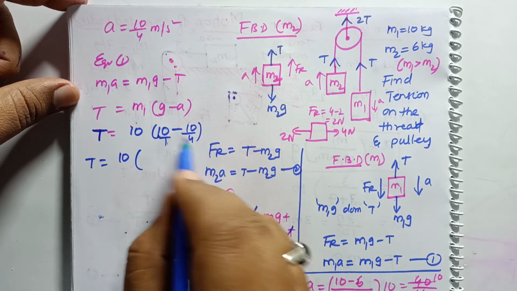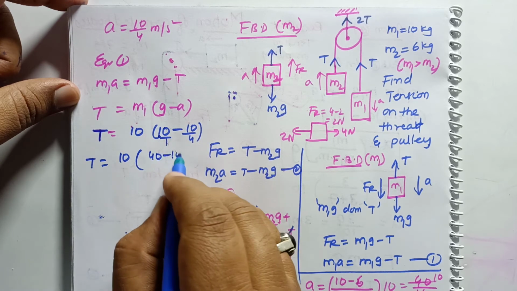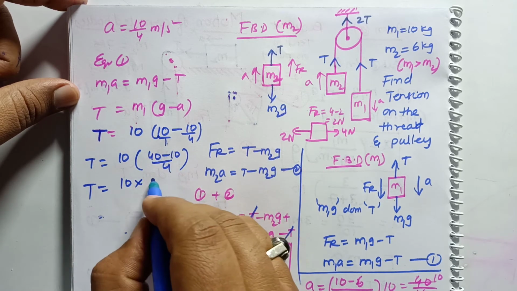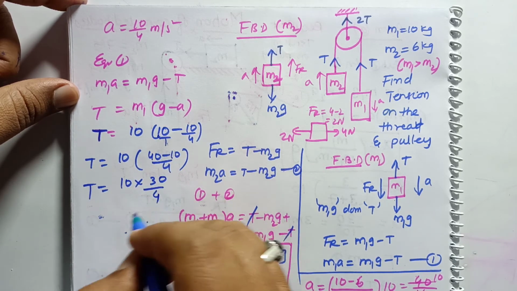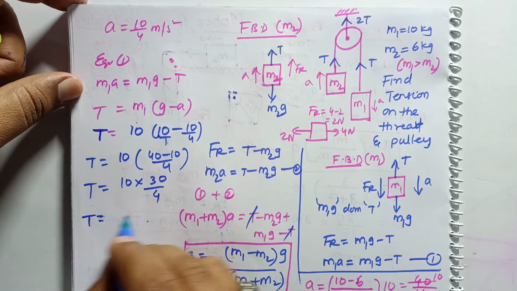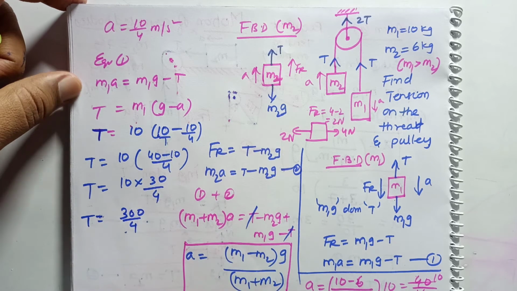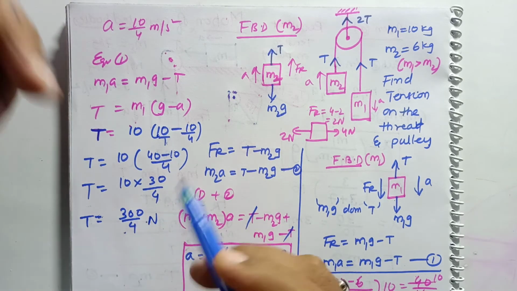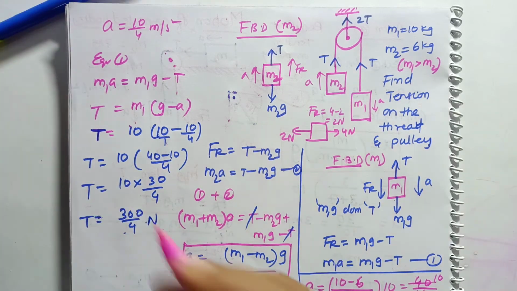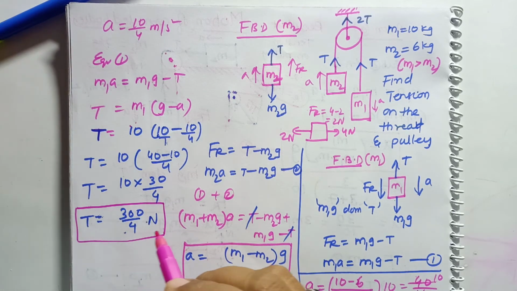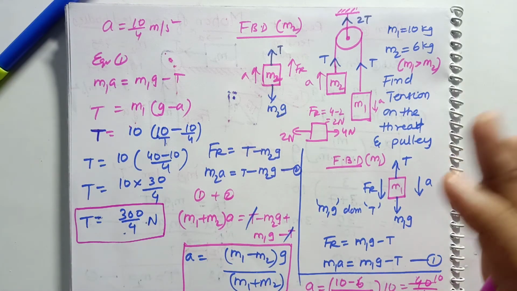LCM, if you take, 40 minus 10 by 4. So tension is going to be 10 into 30 by 4. So you got the answer here: tension is going to be 300 by 4. If you want, you can simplify this also and get the answer, or you can write it in decimals also. This is the answer for your question here. I think it is easy to understand, isn't it?